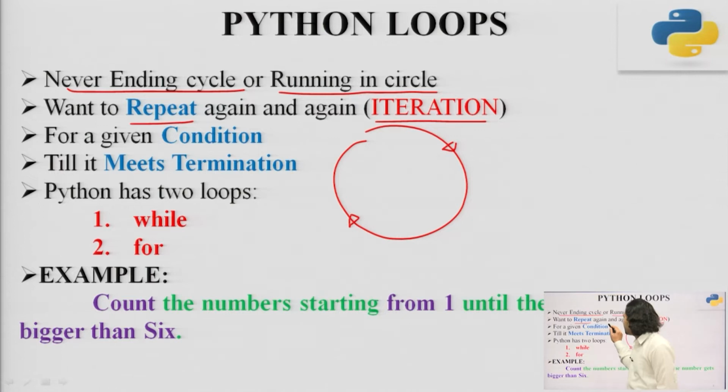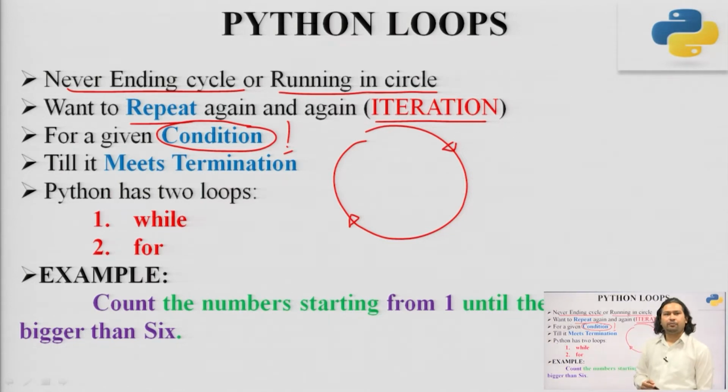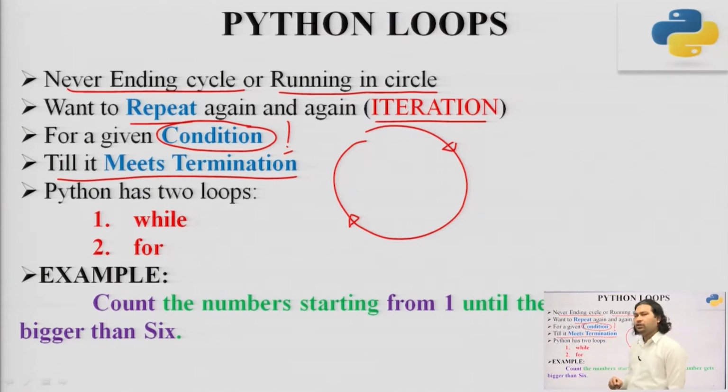The next important thing is the condition. The repetition will take place, but only until it meets the termination, because termination is also important. No matter how many times you repeat the operation, the memory of a computer or a system is finite. Even for a human, running is finite. So, it continues until it meets its terminating condition.